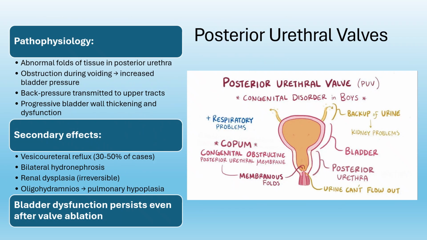Posterior urethral valves represent the most common cause of severe obstructive uropathy in male infants. The pathophysiology begins with abnormal embryologic development, creating obstructing membranous folds that act as a one-way valve during voiding. These tissue folds, located distal to the verumontanum, create a ball valve mechanism during micturition. As the bladder contracts, valves balloon out and occlude the urethral lumen, preventing normal urine flow.